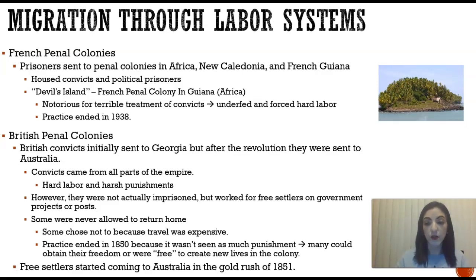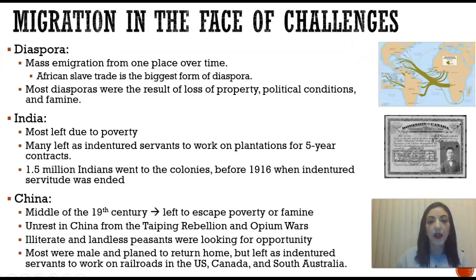Some of them chose not to return home because trying to go back all the way to Great Britain was expensive, and they'd just rather not deal with it. And they had new lives. The practice eventually ended in 1850 because the British government actually felt that it wasn't even a punishment to basically send them somewhere else, and they could essentially start over or create a new life for themselves in the new colony. And then you see also an influx of settlers coming to Australia in 1851 because they discovered gold there. So there's a mini gold rush in Australia.